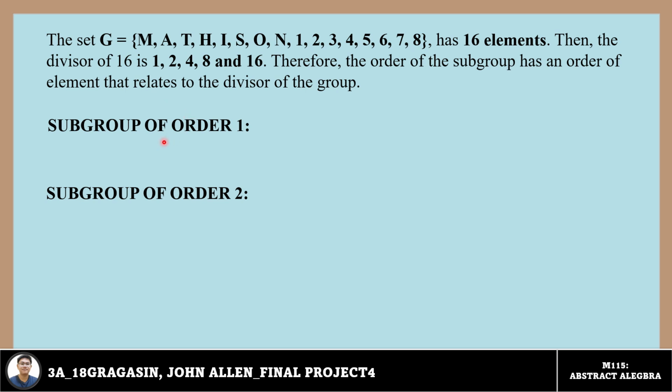So we have here the subgroup of order 1, meaning these are the subgroups that consist of only one element. Basically, this is the trivial subgroup, or the subgroup G sub 1 with the element M under the operation star. Next is the subgroup of order 2, meaning these are the subgroups that have two elements.